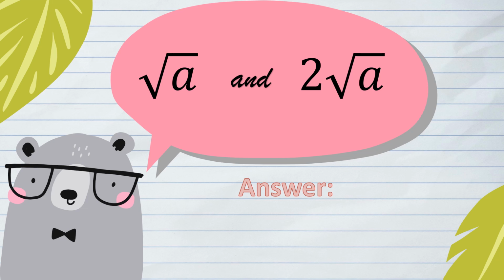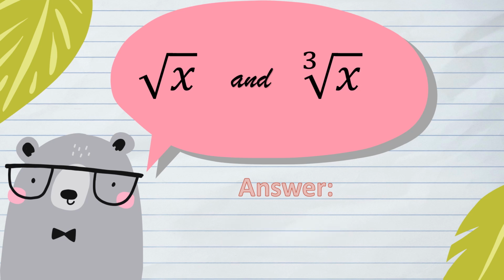So here, take a look at the index. It is both 2. There's no written index here, so automatically this is interpreted as 2. Alright. And then take a look at the radicand of the two radicals. As you can see, these are all A. So definitely, we can say that the two given radicals are similar.